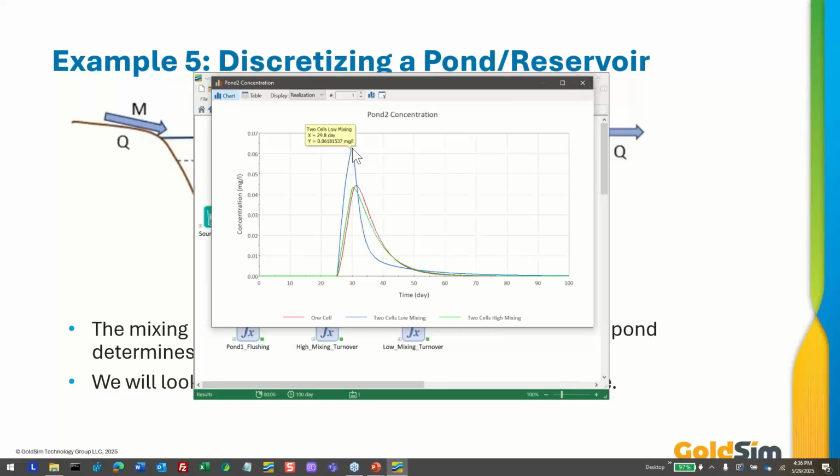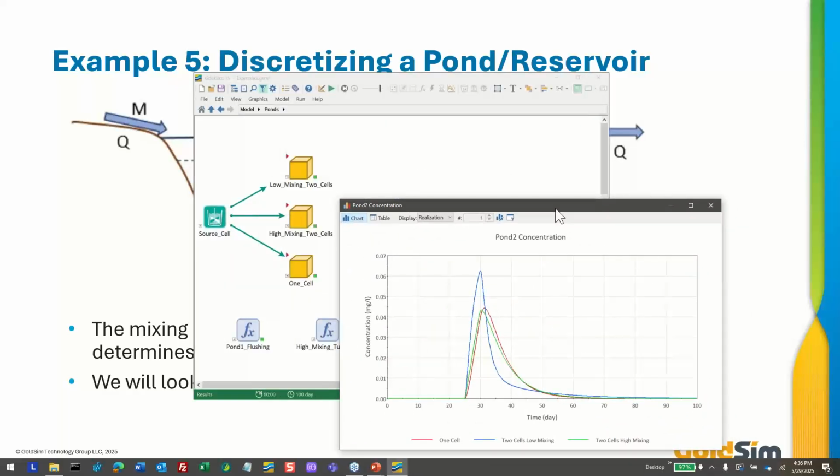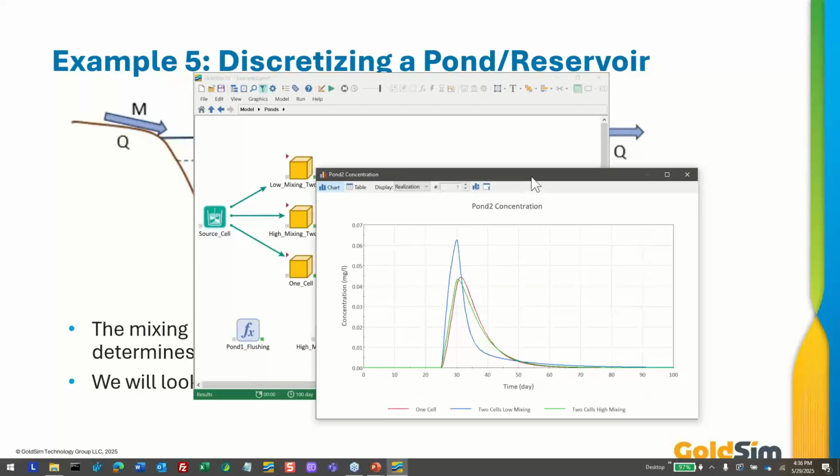So this is why you have to be careful when you make assumptions about a pond or reservoir being well mixed, because the downstream concentrations can be wildly affected by that assumption, right?